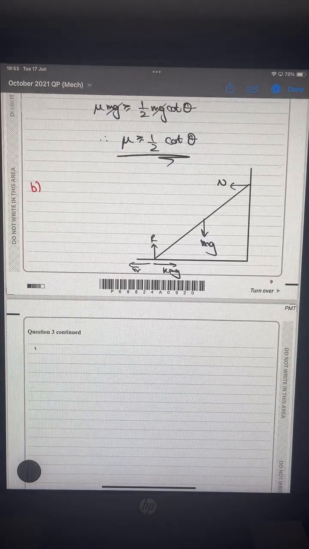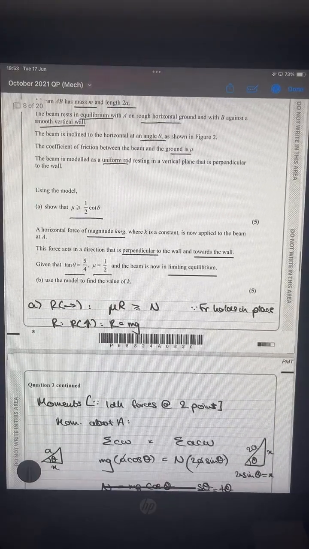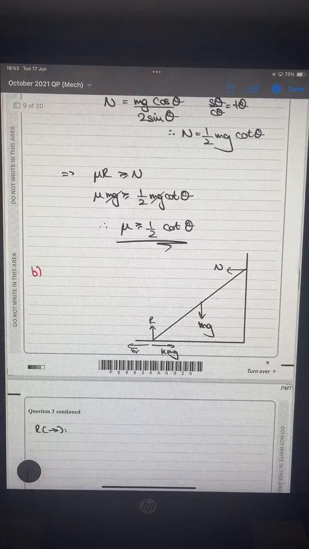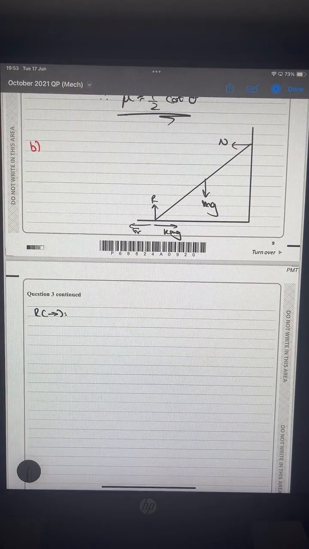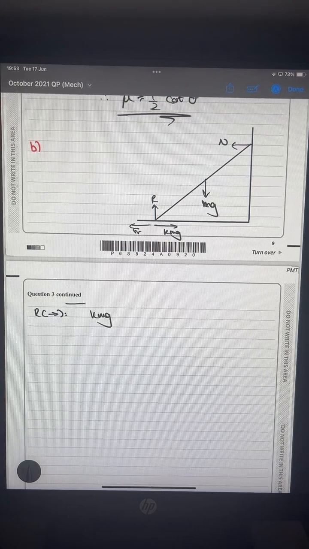So now, if I resolve horizontally, they want me to find, let me just refer back to the question, the value of k. All right, cool. All I have to do is resolving, because I know forces, I just don't know forces at one point. So, resolving horizontally, you've got kmg, which is my right. I'm going to take this one as positive. That is going to be equal to the negative forces, which is friction and N. So that's Fr plus N.